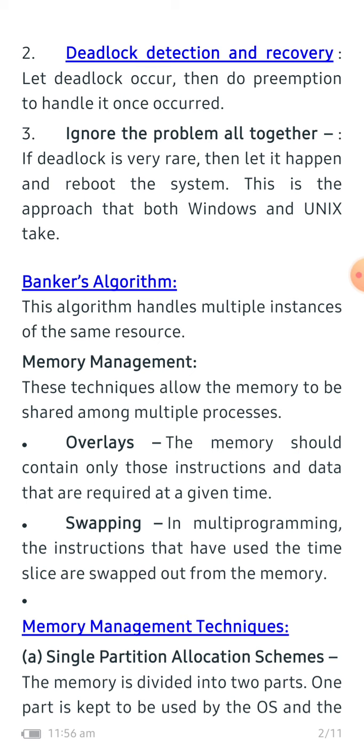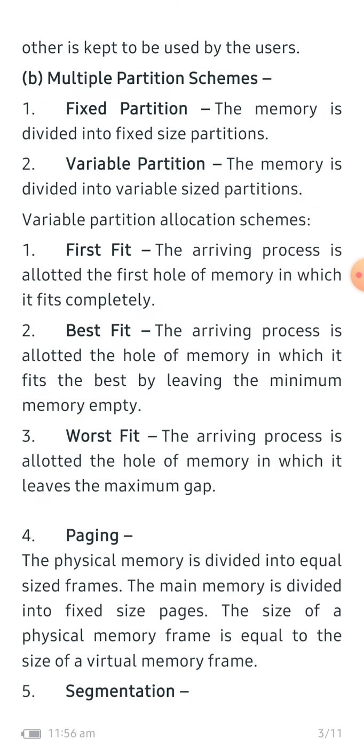There are two techniques of memory management. First technique is the single partition allocation scheme. The memory is divided into two parts. One part is kept to be used by the operating system and the other part is kept to be used by the users.